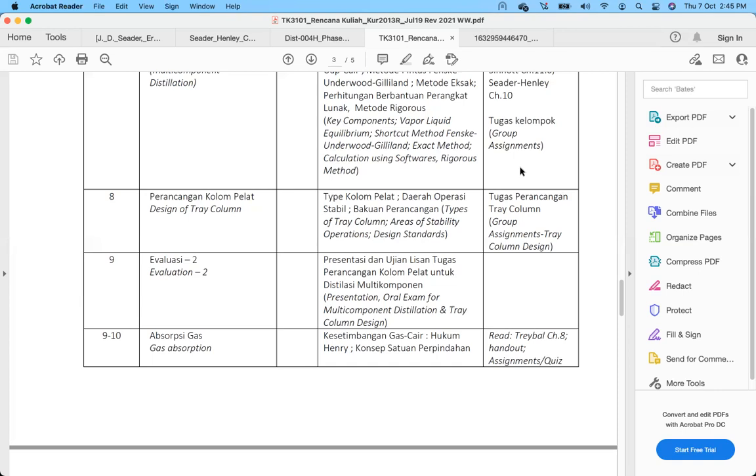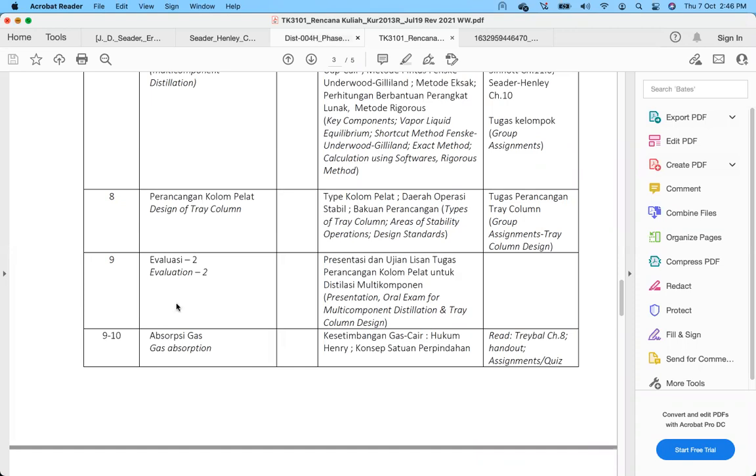I think it's better to have it earlier, Bu. Yeah, so you can try and have a look. Right, I'll discuss with the team teaching, because now we're also learning the Excel. At least for the problem, you can have a heads up to do the multi-component distillation first, and after that you can focus on the tray column. Okay, thanks for your feedback.